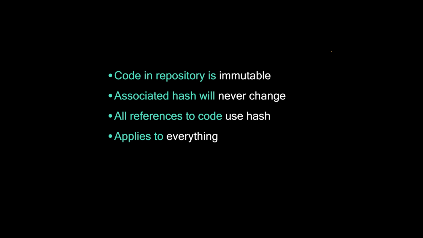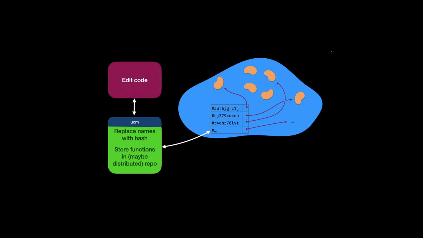And that's going to apply to everything, not just the code that we write, but all of the code that other people write and all of the code that forms part of the Unison libraries. Everything has this hash name that refers to some immutable chunk of code. So when we edit our code, UCM is going to replace the names in that code with hashes, and it's going to store those functions into the repository. And that repository could be local, it could be distributed, it doesn't really matter.